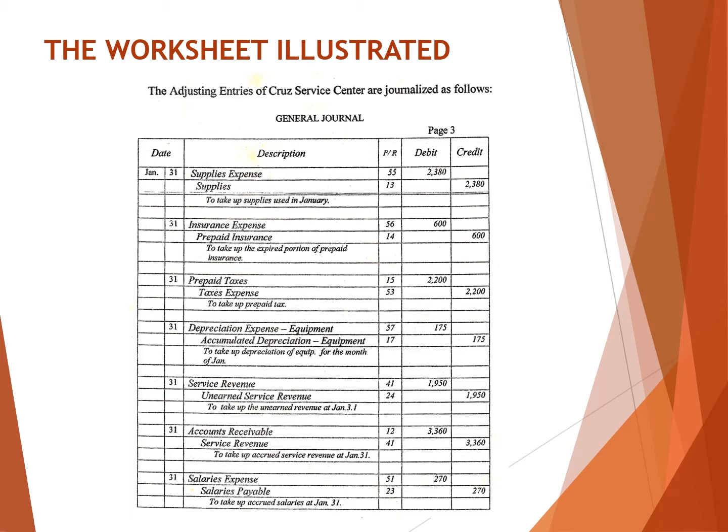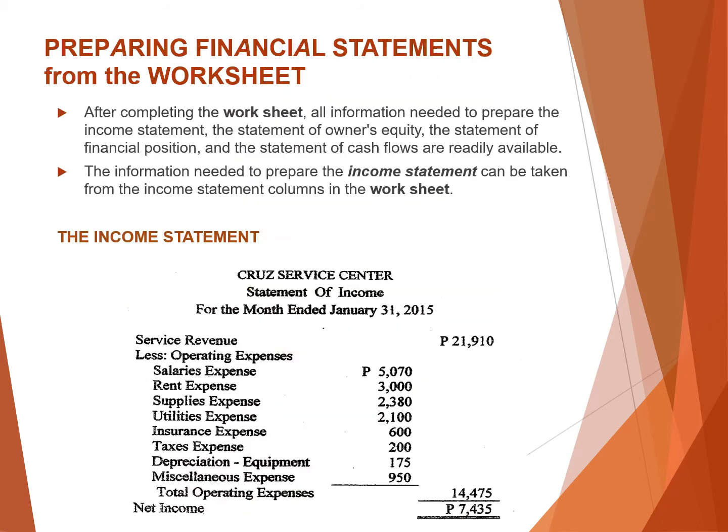So, here is the adjusting entry. Ito yung pinanggalingan ng nilagay sa adjustments. Okay, the next one is the preparation or preparing the financial statements from the worksheet. So, napakasimple na kasi kapag ka na-complete mo na yung worksheet, kung ano yung nilagay sa worksheet, yun na lang din ang ililipat sa financial statement.